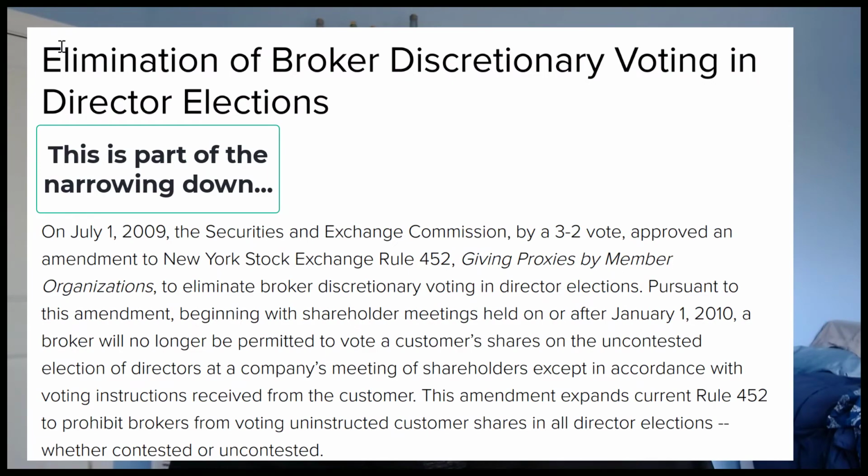Four, now you need to understand what is a routine matter that's on the ballot. The New York Stock Exchange has been narrowing down the definition of what is routine over the years by expanding the list of what is not routine. And so today, routine matters have been limited essentially to the ratification of auditors. Is it starting to click in?